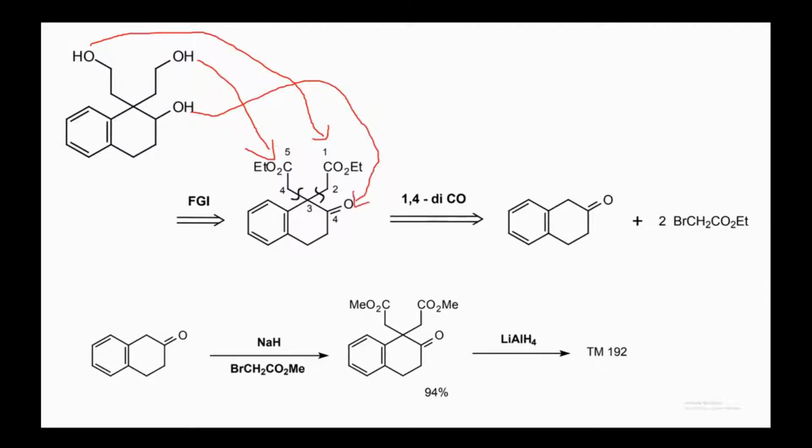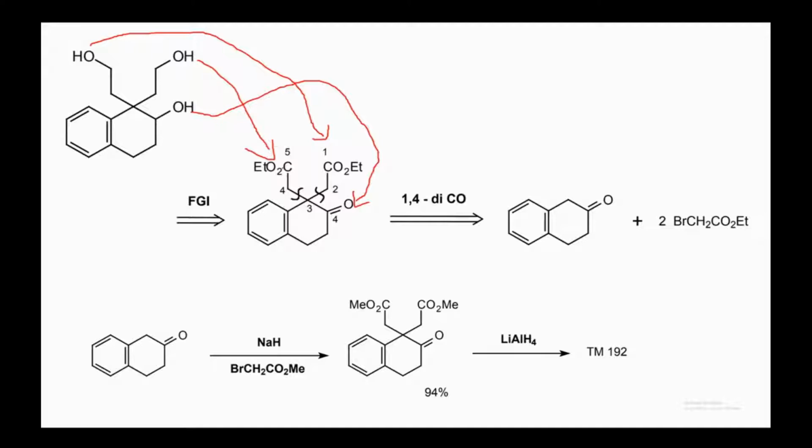When you do a reduction of this ketone, you will get back this alcohol. When you do reduction of this ester, you will get the alcohol, as well as when you reduce this ester, you will get the alcohol. That is the forward direction. But in retrosynthesis, we go in the backward direction.